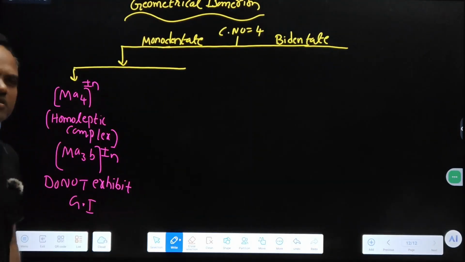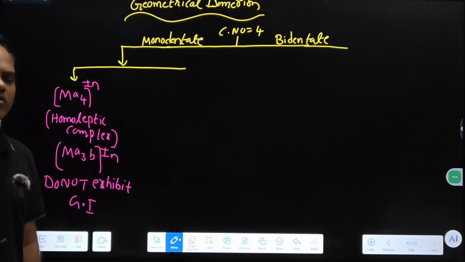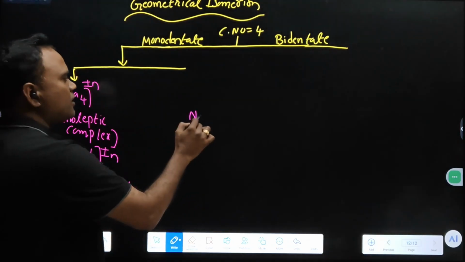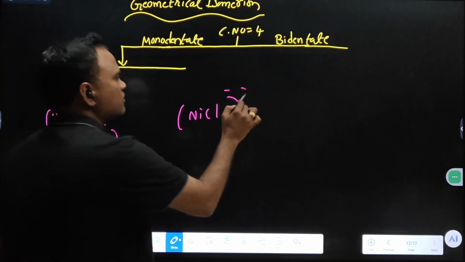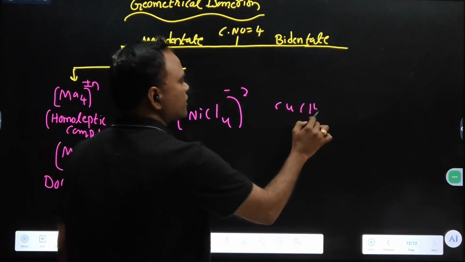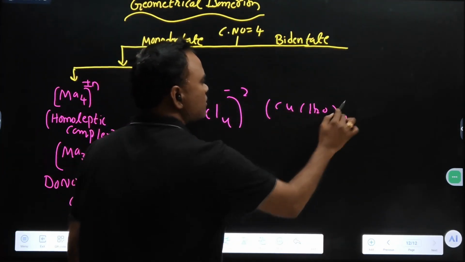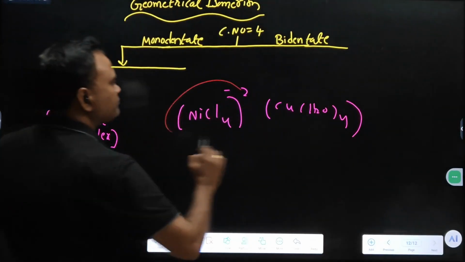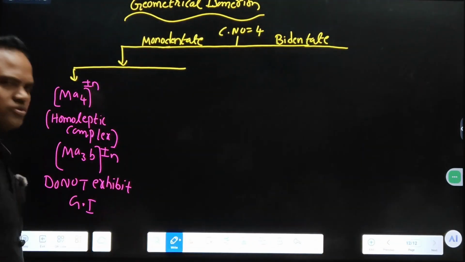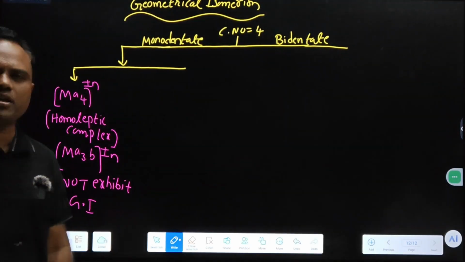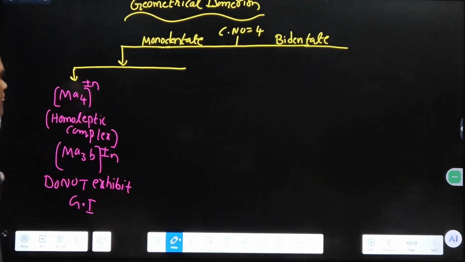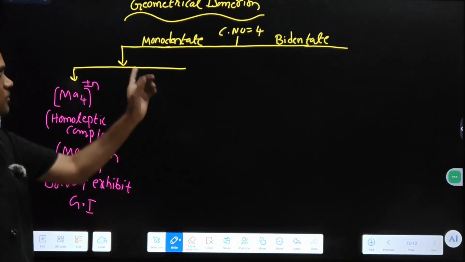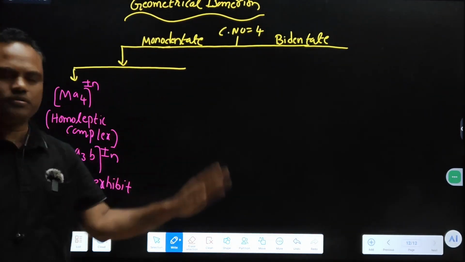Vaishnavi, MA4 means, tell me. Okay, give me an example. NiCl4, correct? Copper H2O taken 4 times, correct or wrong? 4 similar ligands, so do not show. Statement type questions: homoleptic complexes do not show geometrical isomerism. Correct statement. These are monodentate category. A is a monodentate ligand.